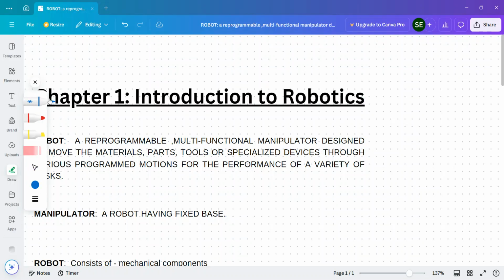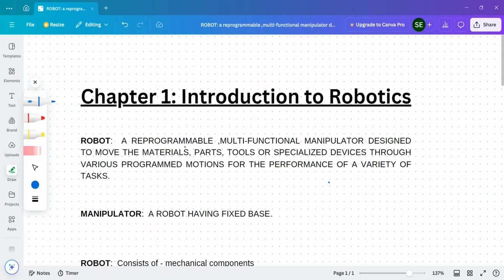Here you can see a robot. A robot is a programmable, multifunctional manipulator designed to move materials, parts, tools, or specialized devices through various programmed motions and for the performance of a variety of tasks. Tasks, for example, are assembly, surface polishing, pick and place, and many more.